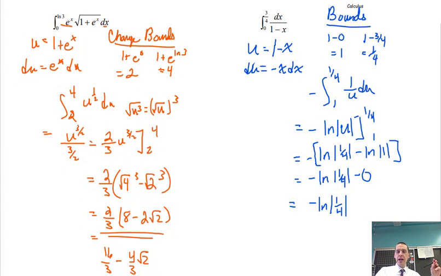Hopefully this is what you had on your paper. You'll notice that the lower bound is now greater than the upper bound. That is okay when you're changing in u sub. Nothing changed there. Hopefully you remember to bring the negative out in front because du equaled negative x dx. Hopefully you got negative ln of 1, absolute value of 1/4.